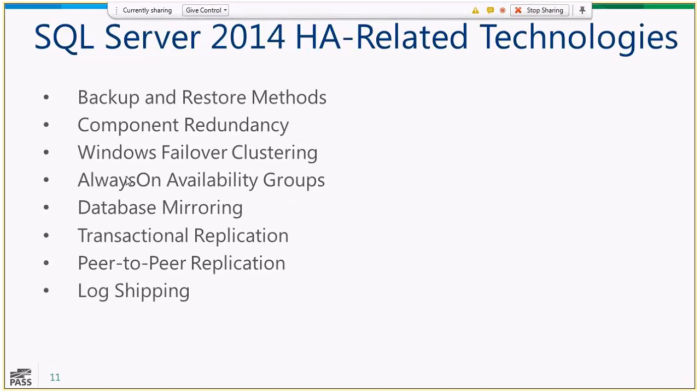We've got database mirroring, which has been around since SQL Server 2005. It's deprecated now, but it still works just fine, even in SQL Server 2016. And it can be a good solution in some cases, even though it's deprecated. Don't be afraid of it. Transactional replication can be used for some HA purposes. And then peer-to-peer replication, which is enterprise only, and it's still there, but it's a little more complicated to set up and use. And then you've got log shipping, which has been around forever, but it's more of a DR technology than an HA technology.